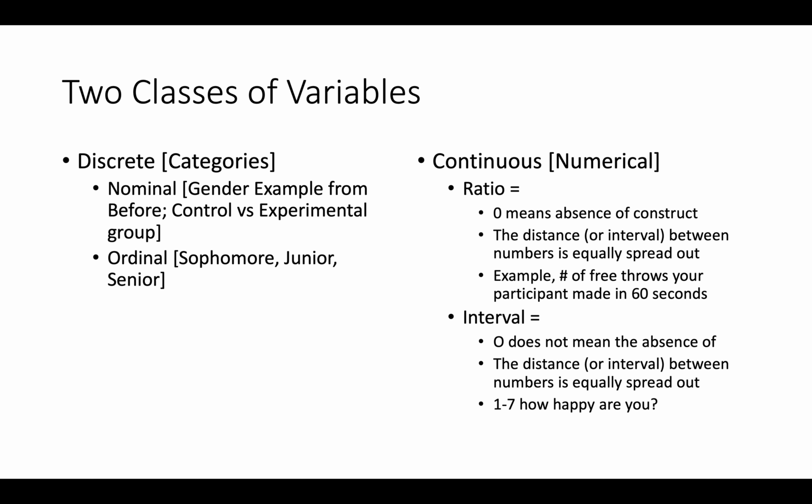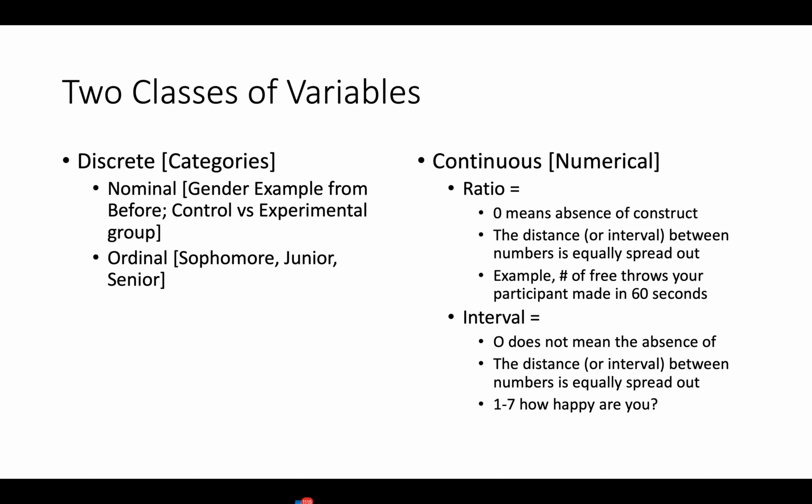Now, I have an example in there of free throws, the number of free throws that a participant makes in 60 seconds. This is actually something that is used in psychology to examine performance, response to stress, motivation, all sorts of things. Now, for this example, 0 equals the absence of free throws made, right? The distance or interval between 1 and 2 free throws is the same as the interval between 100 and 101 free throws. Just 1, right?